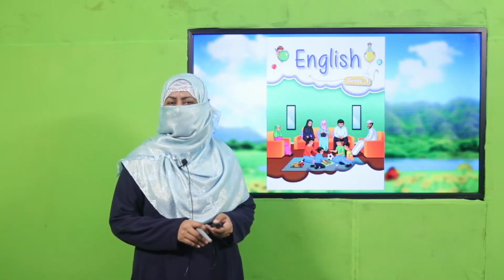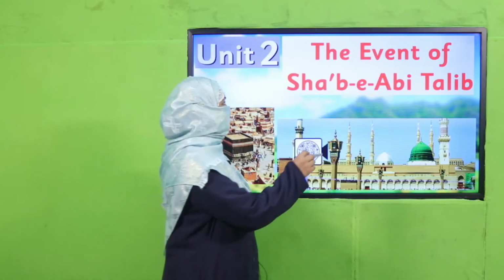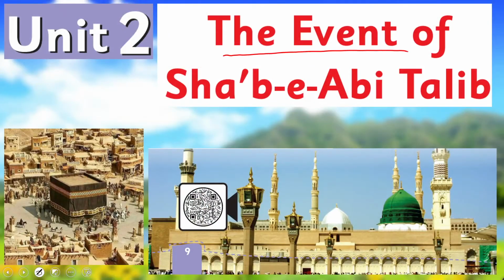That is English for grade 5. We are learning Unit 2. Its title is The Event of Shu'aib Abi Talib.